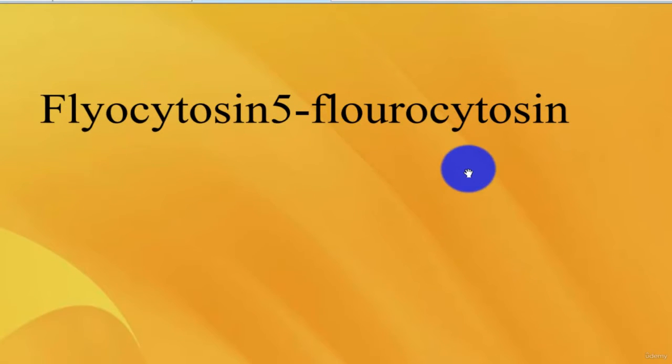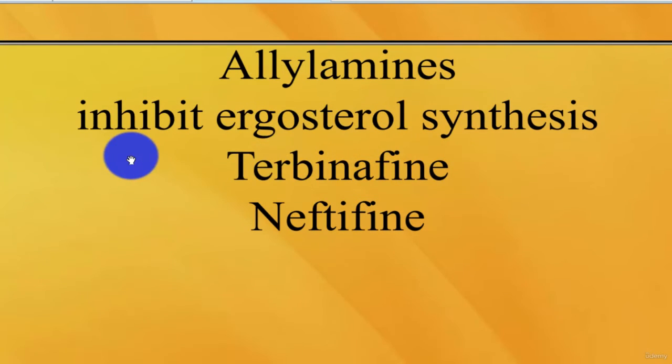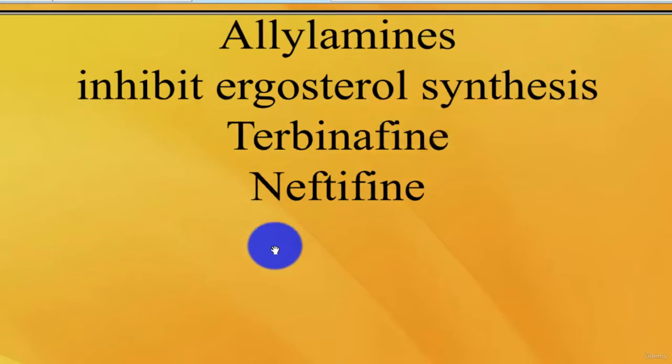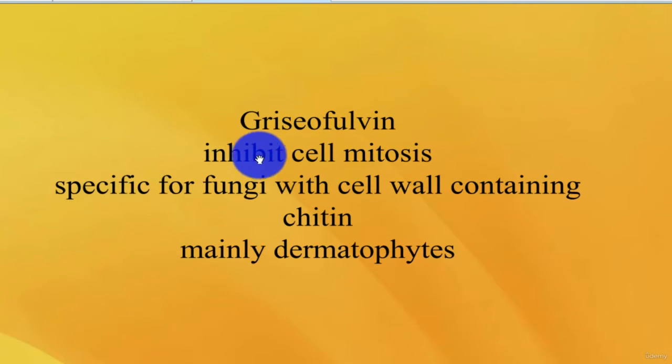Flucytosine, 5-fluorocytosine. Allylamines inhibit ergosterol synthesis, and these are terbinafine and naftifine. Griseofulvin inhibits cell mitosis, specific for fungi with cell wall containing chitin, mainly dermatophytes.